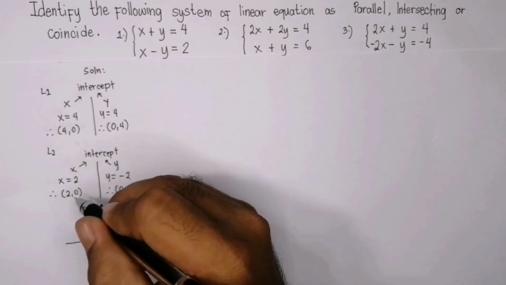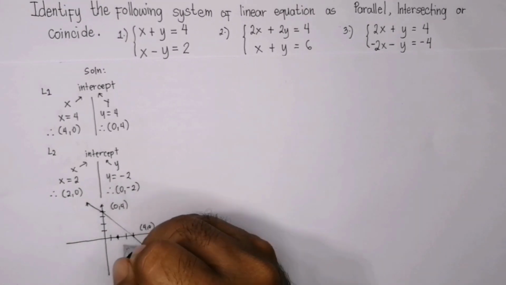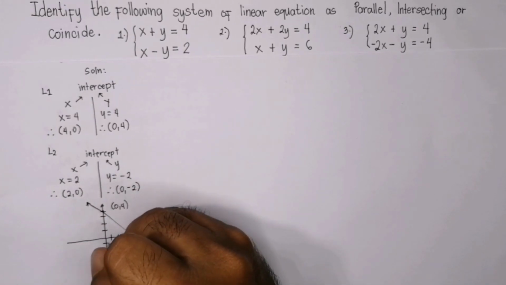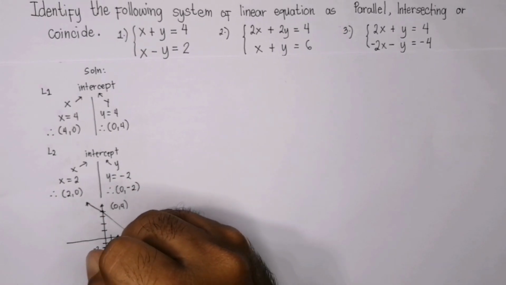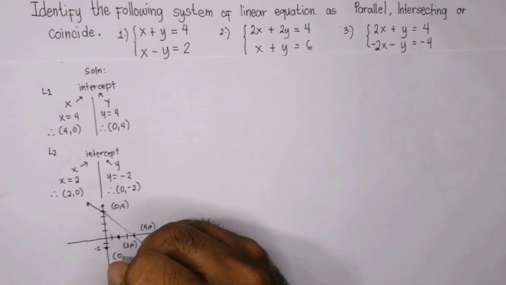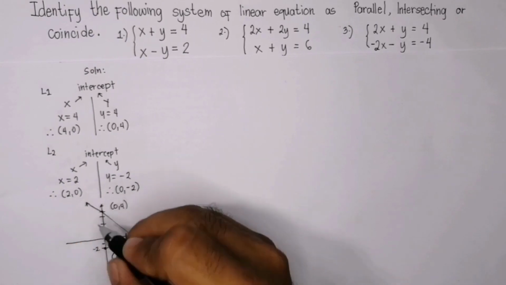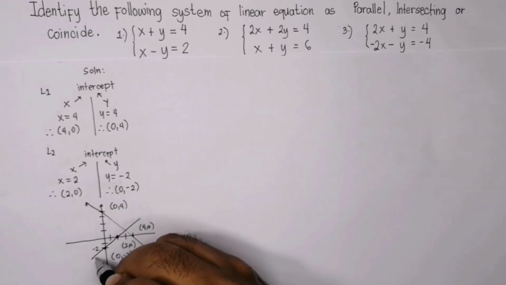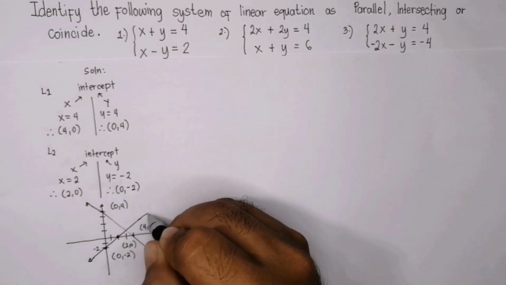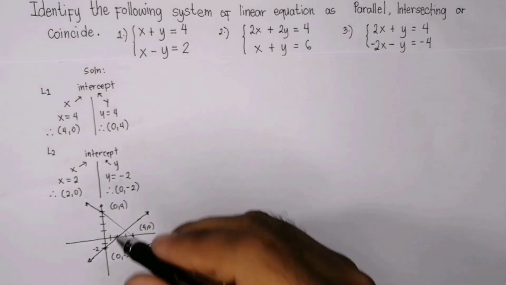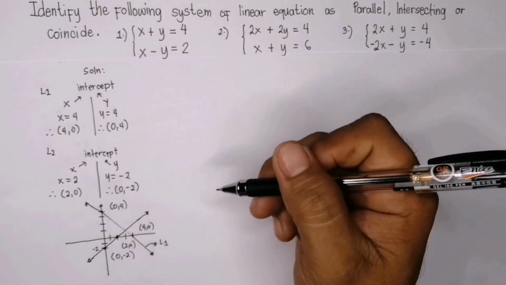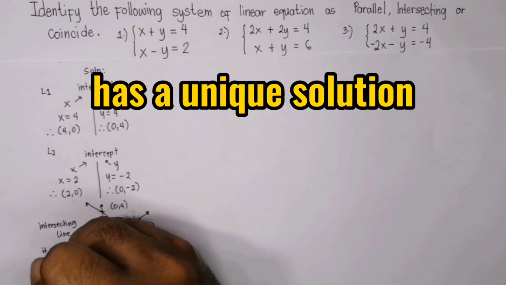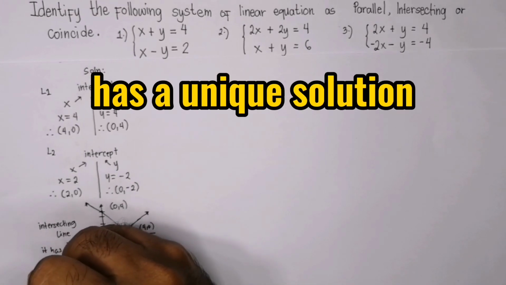Next is 2, 0 here. That is 2, 0. And 0, negative 2. 1, 2. Here. So 0, negative 2. So connect and then try to extend it here. Okay. That's it. Okay, obviously, the line formed here is an intersecting line, and therefore, it has a unique solution.